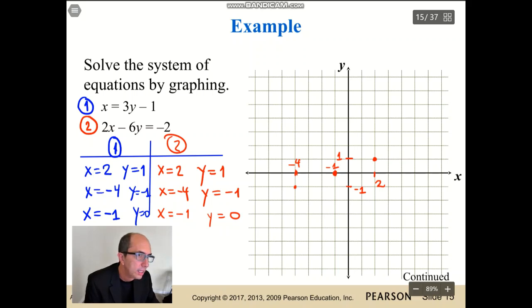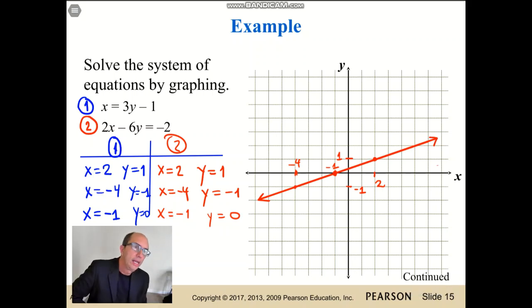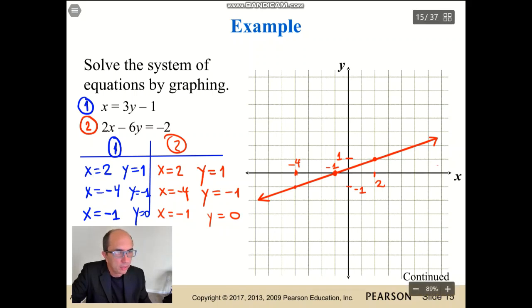This is a line, right? Let's draw this line here. And if we draw the line corresponding to equation 1, what is going to happen? Actually, they are the same points, the same ordered pairs, and we will have one line on top of the other.